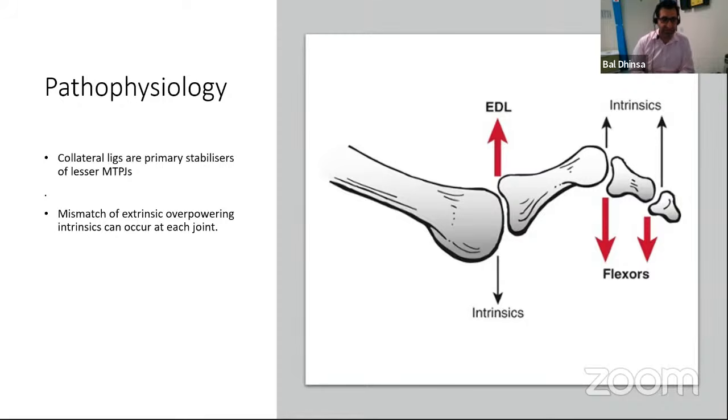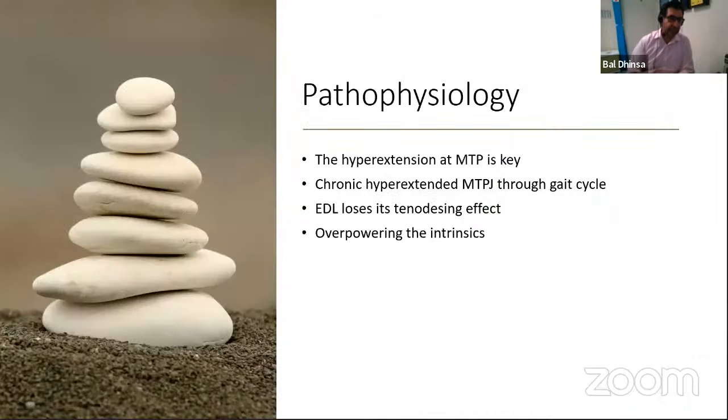It's important to understand this reasoning why the joints work in different ways. And you can see why a mismatch of these extrinsics overpowering intrinsics can occur at each joint and have different outcomes. We have flexion at one and extension at the other. So, as I mentioned, the EDL helps to extend the interphalangeal joints. Sorry, let me repeat that. The extensor digitorum longus helps to extend the interphalangeal joints, distal and proximal, if the proximal phalanx remains in neutral position and is not hyperextended.